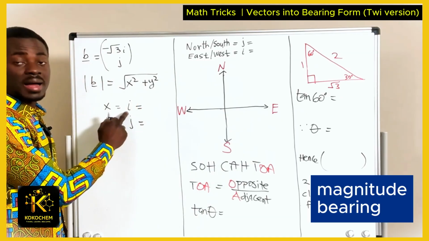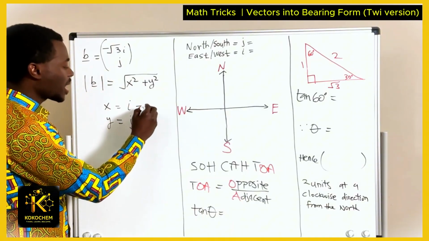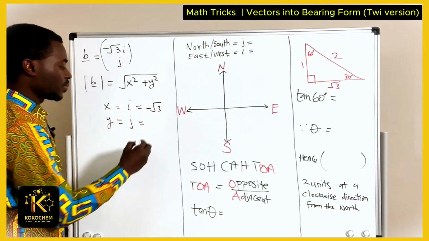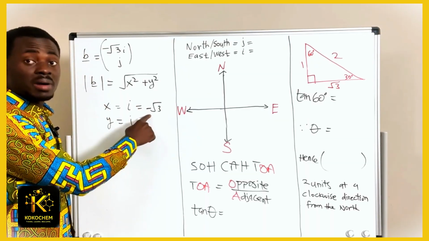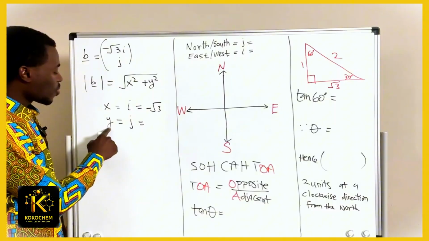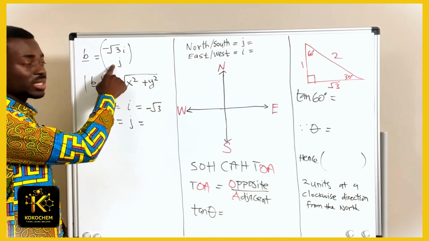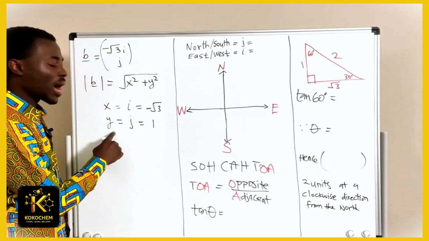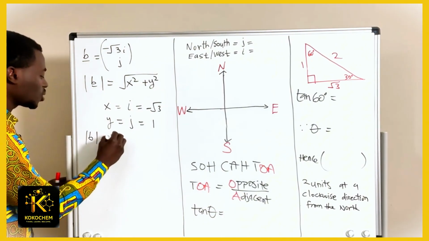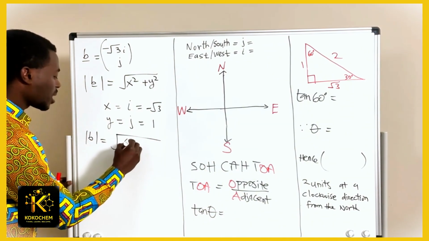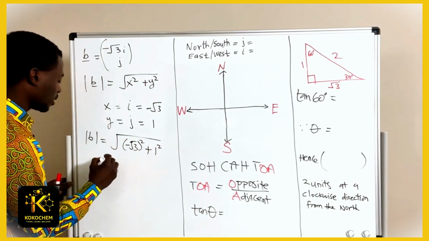x is the coefficient of i, which in our question is minus root 3, so we substitute minus root 3 for x in the magnitude formula. y is the coefficient of j, which is positive 1, so we substitute 1 for y. The magnitude of b is equal to the square root of minus root 3 squared plus 1 squared.